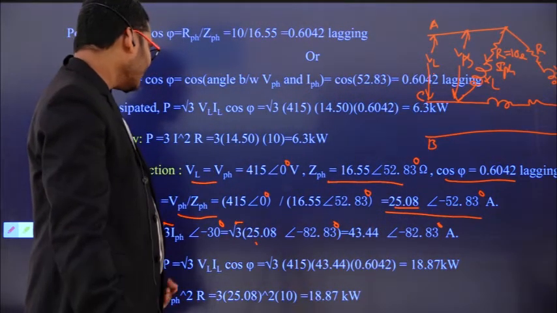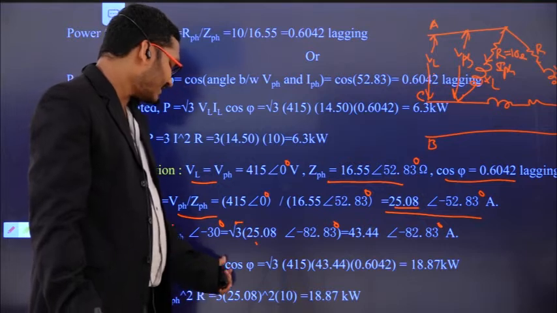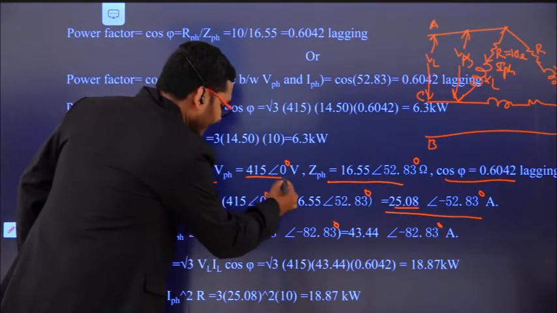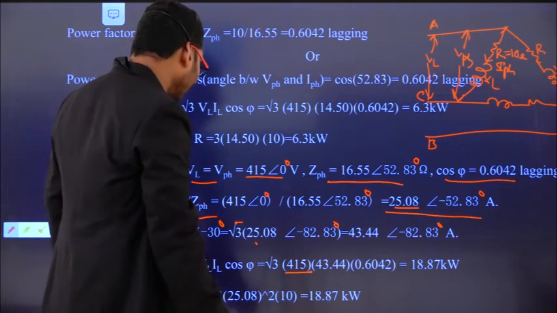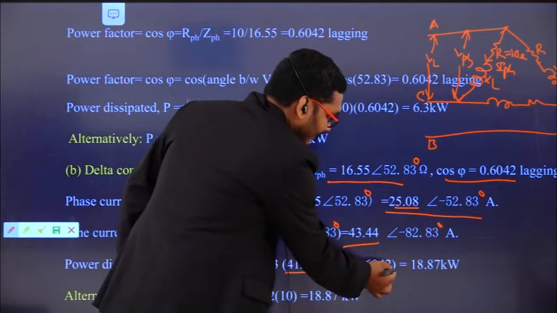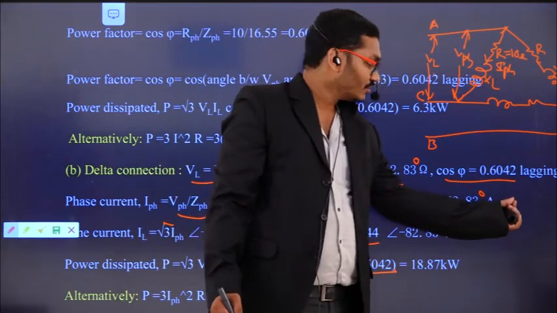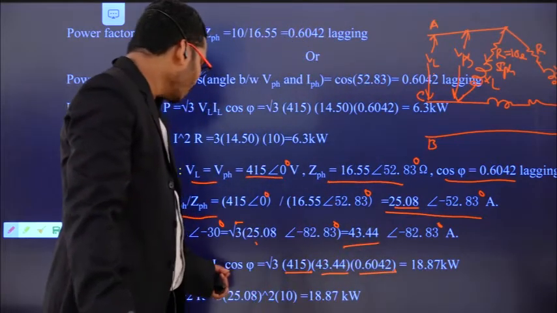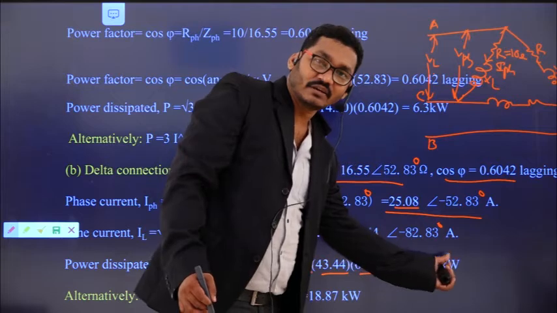Now power dissipation. This is the formula: root 3 VL into IL cos phi. Just substitute the VL value. VL equals 415 at an angle 0, so substitute 415, only the magnitude. Similarly IL, the magnitude. What is the cos phi? The cos phi value we found in the previous problem is 0.6042. Substituting this, finally you will get 18.87 kilowatts.